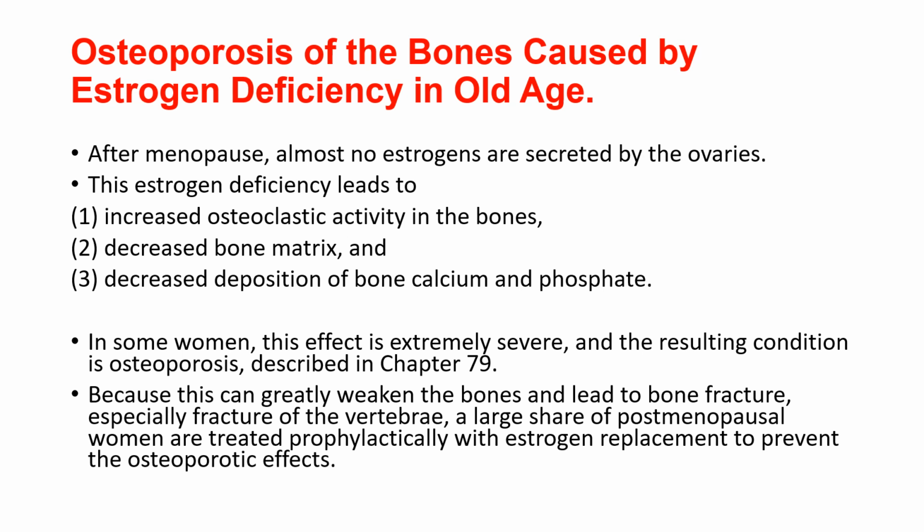Increased osteoclastic activity in the bones. 2. Decreased bone matrix, and 3. Decreased deposition of bone calcium and phosphate. In some women, this effect is extremely severe, and the resulting condition is osteoporosis, described in Chapter 79. Because this can greatly weaken the bones and lead to bone fracture, especially fracture of the vertebrae, a large share of postmenopausal women are treated prophylactically with estrogen replacement to prevent the osteoporotic effects.